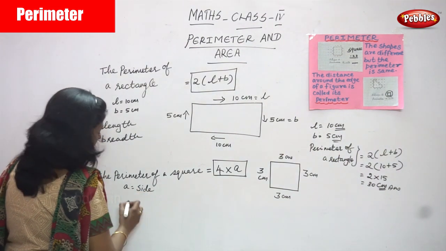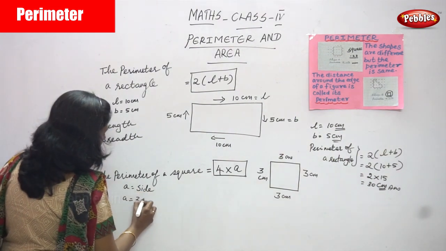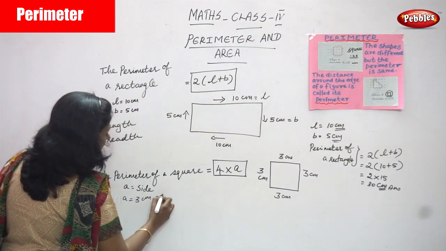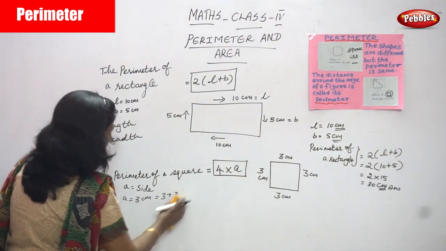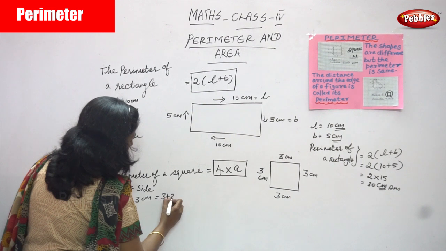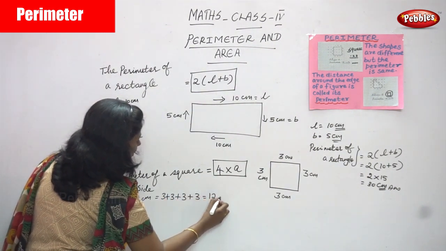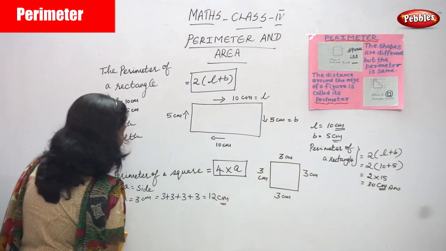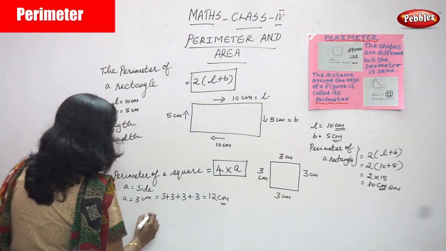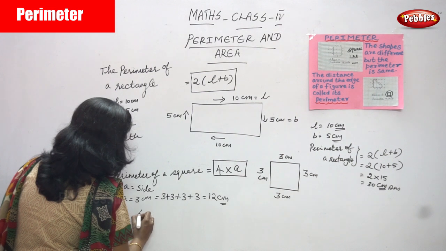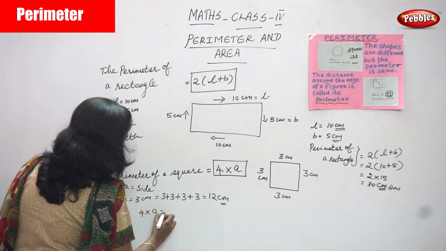Even if you want to add all the four sides, A is equal to 3 centimeters. You can write 3 plus 3 plus 3 plus 3, you get 12 centimeters. This also you can write. Otherwise you have to use the formula. The perimeter of a square is equal to, what is the formula? 4 into A. That means 4 sides.